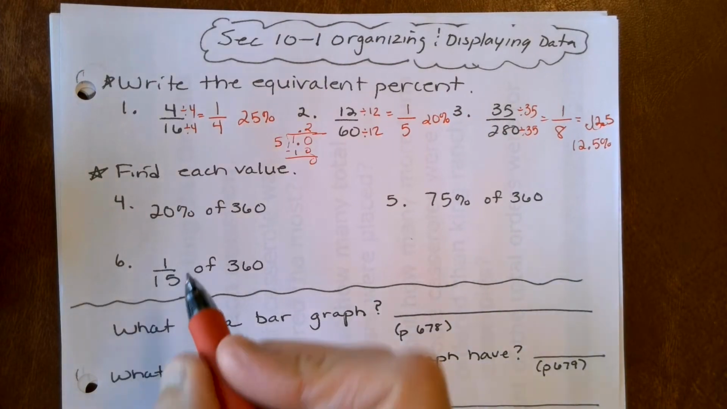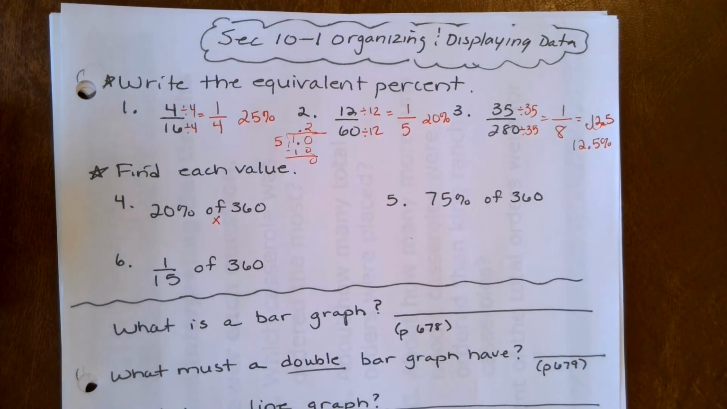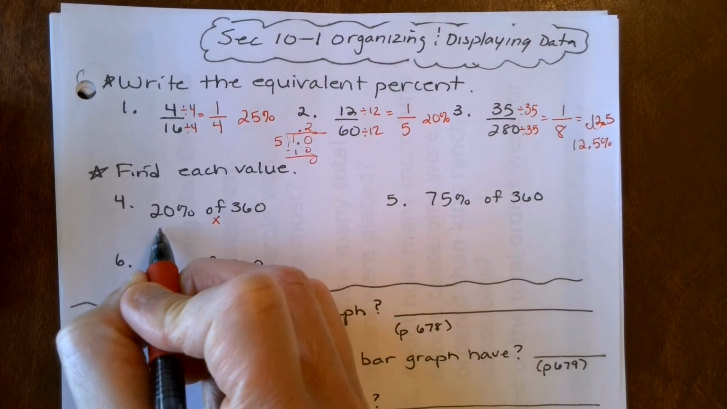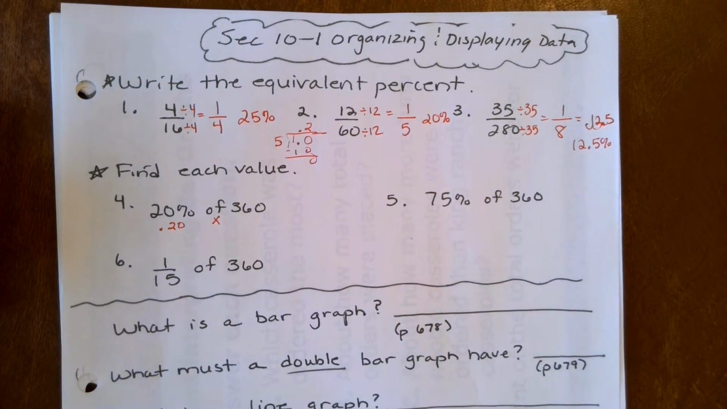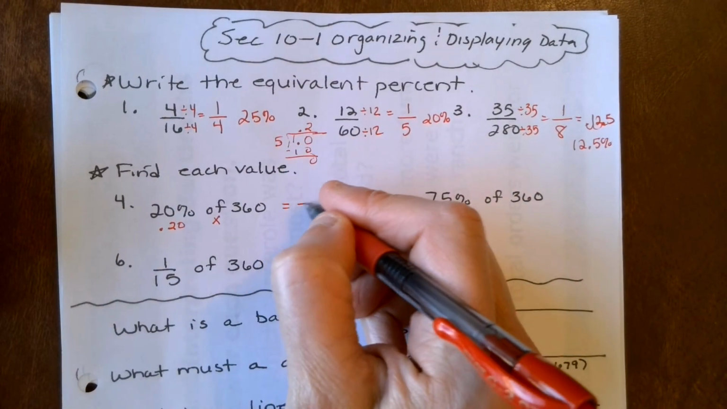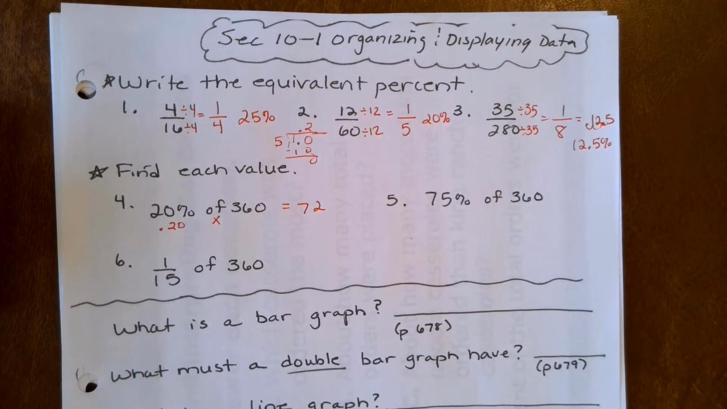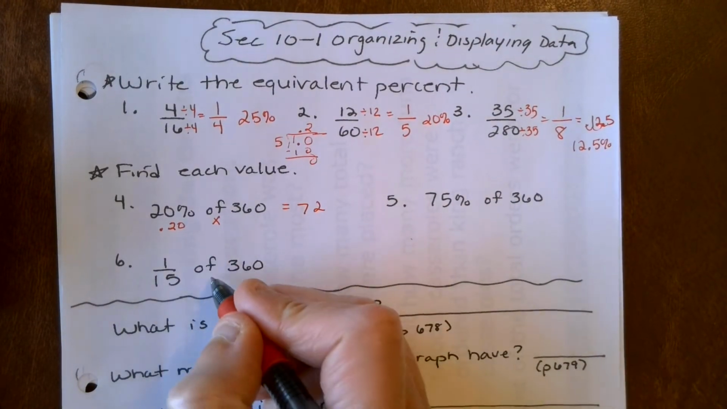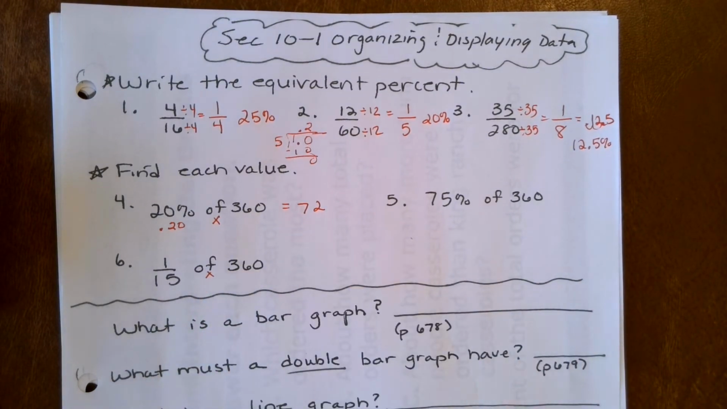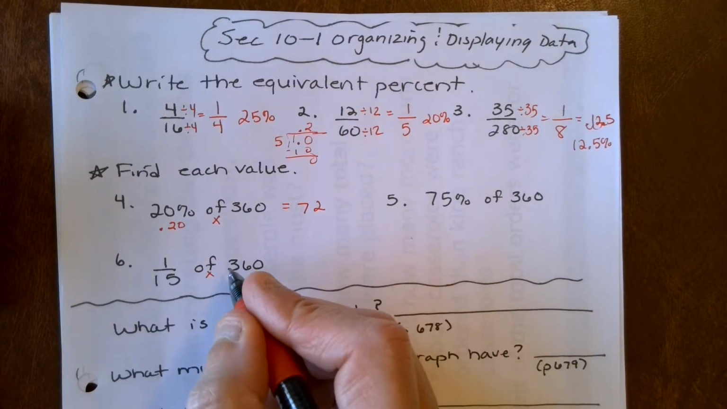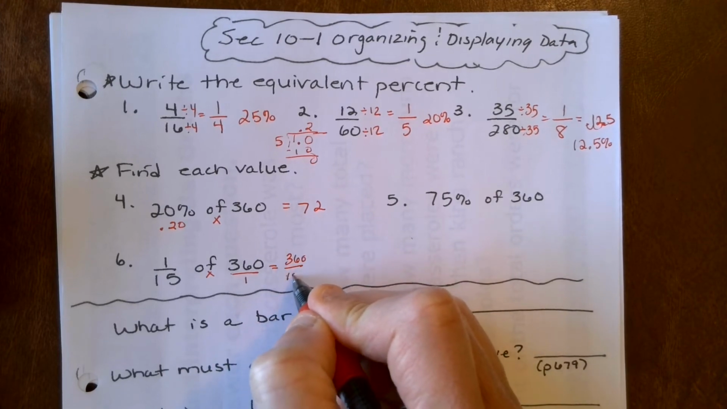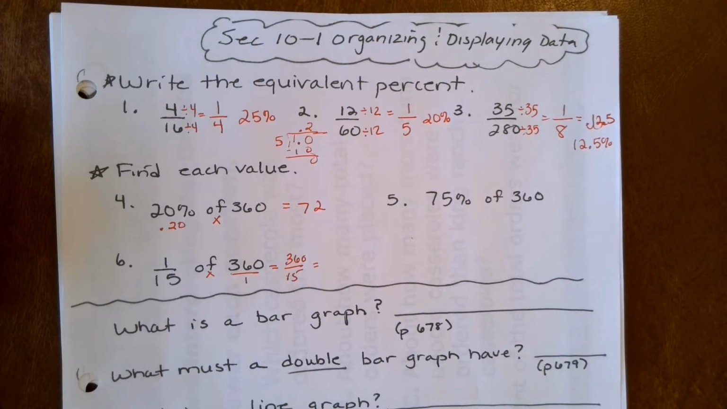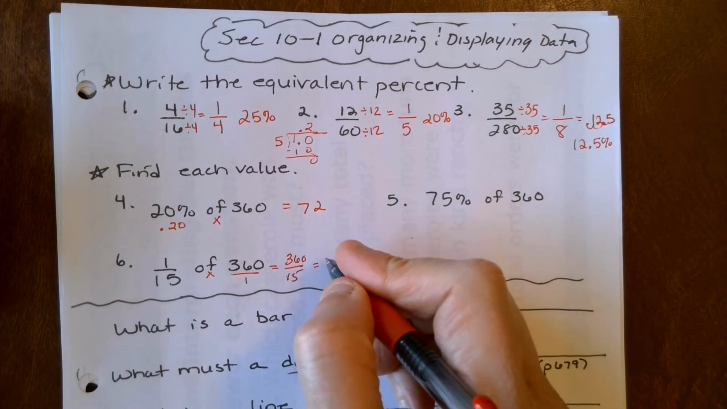Okay? Now, find each value down here. Remember, of is like multiplication. And just go ahead and take that percent and change it to a decimal. That's moving the decimal 2 spots back to the left. And then 2.2 times 360. 72. 1/15 of 360. So again, that's multiplying. But since you're multiplying by 1/15, that's the same as dividing by 15. Because if you multiplied, you could put this over 1, and you're going to get that. 360 divided by 15 is 24.